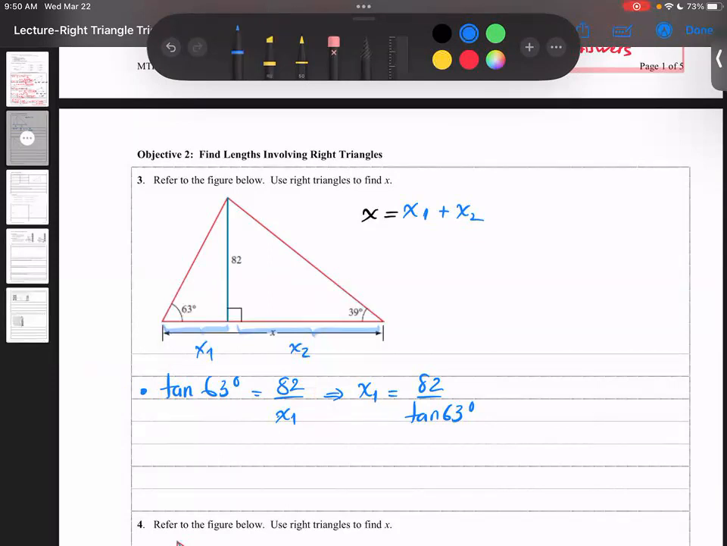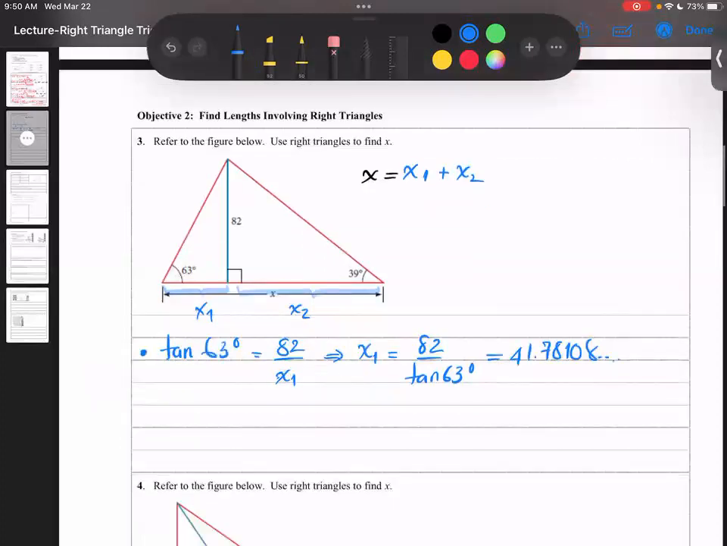Look in your calculator. The length is 41.78108, etc. I want to get as many decimals as I can because it's not my final answer. Now x2.